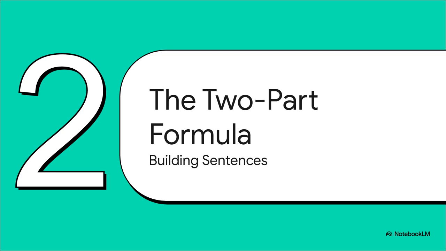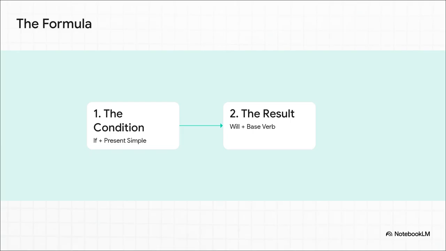It's like following a simple two-part recipe. It really is like snapping two Lego blocks together. The first block is your condition. It always starts with if and then uses a simple present tense verb. So something like, if it rains. That's block number one. The second block is the result. This one uses will plus a verb, like we will stay home. Now just click them together. If it rains, we will stay home. See? You just built a perfect first conditional sentence.